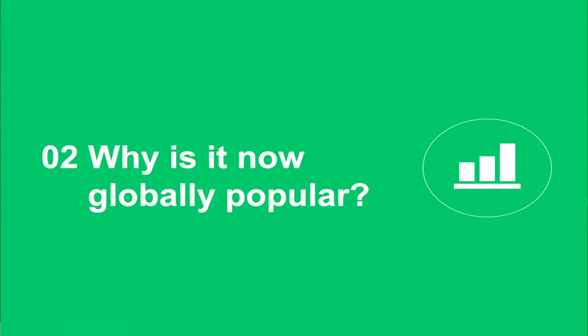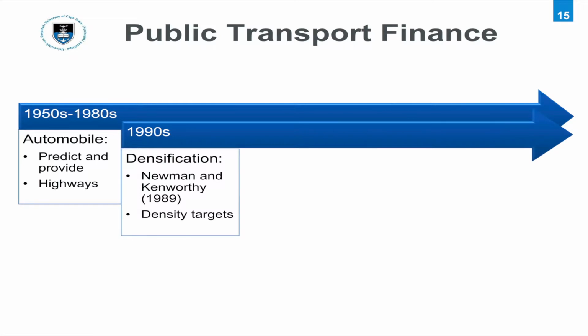And so why has it suddenly got so popular? Now, I may be biased because this is where a lot of my research is, but I think it's because of this debate around public transport finance. In the 1950s to the 1980s, we didn't really have that many intensive debates around public transport finance because we were too busy building highways. And so when it came to the 80s, we realized we couldn't build our way out of congestion.